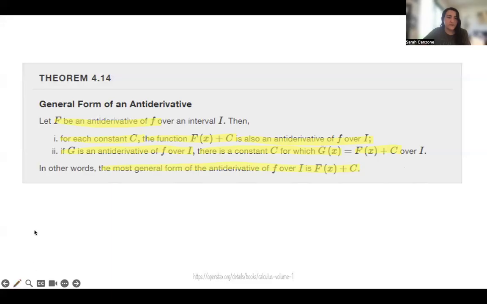And this right here is really going to be the gist of what we're talking about. So when we're looking at an antiderivative, we want it to be the actual antiderivative, which is going to be your F of x, but then you have to consider that there may or may not be a constant that you have to add at the end.